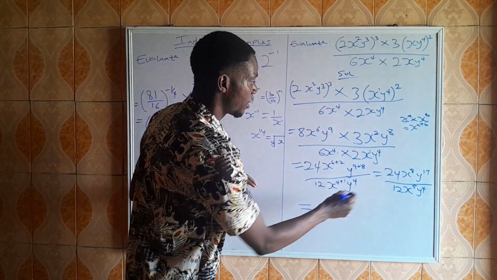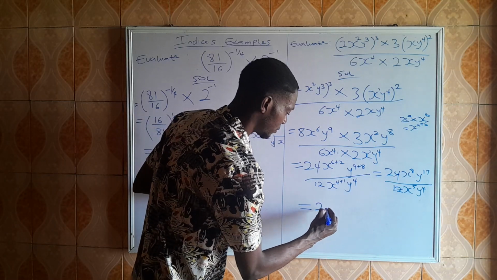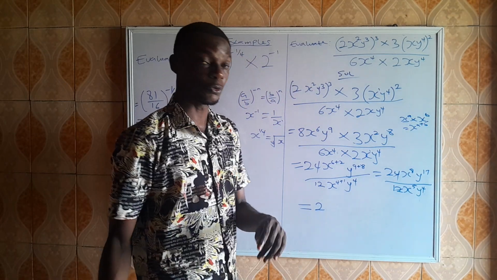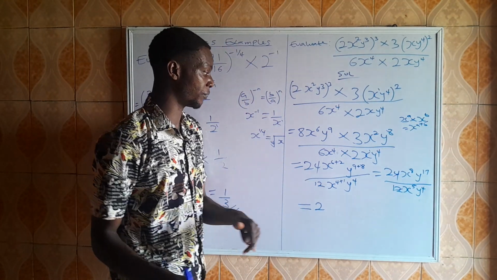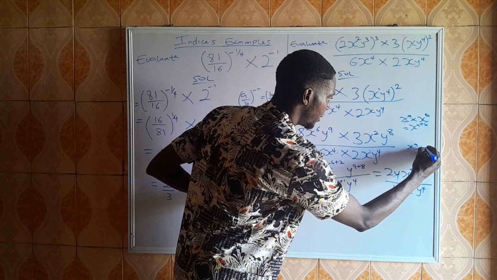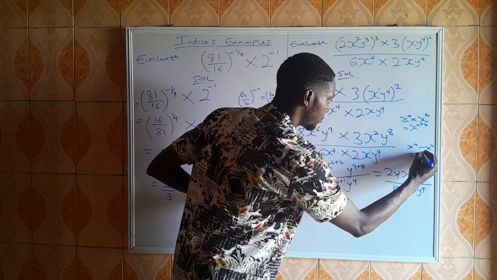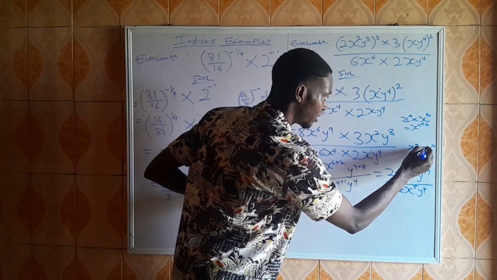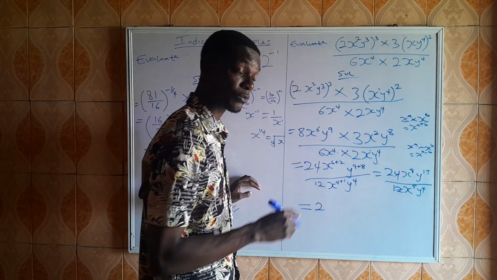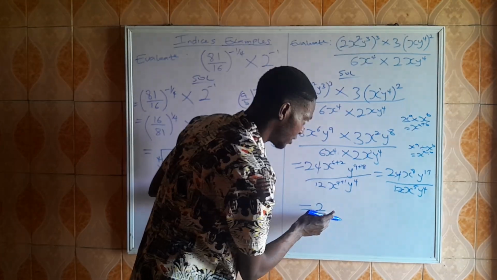So from there, 12 can divide 24, so that will be 2. Now also note, from our law of indices, when you have s raised to the power a divided by s raised to the power b, it becomes s raised to the power a minus b, that is, division becomes subtraction. So from there, 24 divided by 12, that is 2.